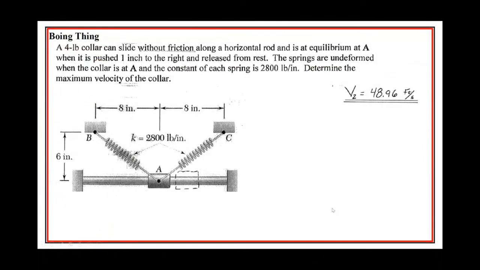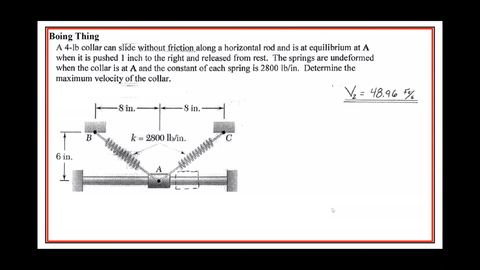So this is a particle one. They have a 4-pound collar that can slide without friction along a horizontal rod and is at equilibrium at A. When it is pushed to the right 1 inch and released from rest, the springs are undeformed when the collar is at A. Okay, what does that mean? The springs are undeformed. That makes more sense. The constant for each spring is 2,800 pounds per inch. Determine the maximum velocity of the collar.